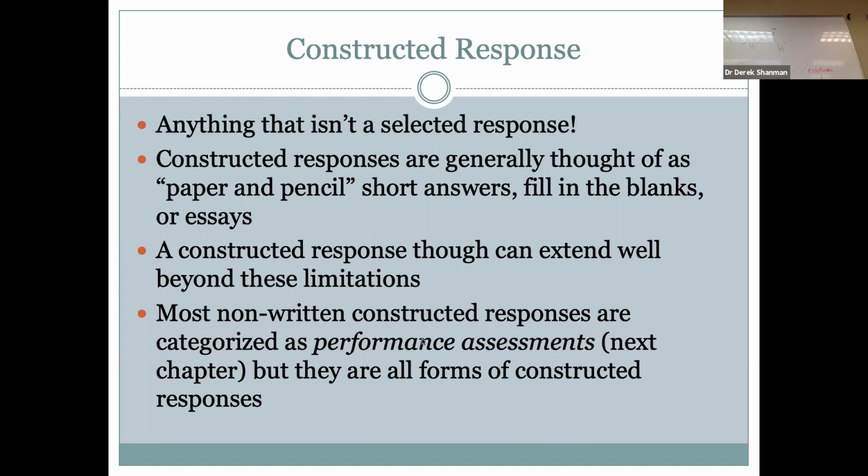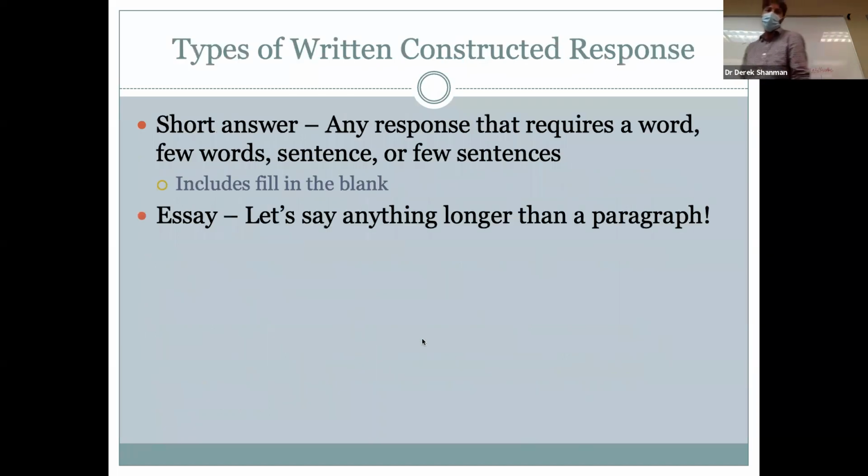I'm jumping too far ahead, but that's something to be thinking about as we talk today about constructed responses and as we talk on Thursday about performance responses, and we'll come back to that. Okay. Any other thoughts? All right, great. Okay, so types of constructed responses.